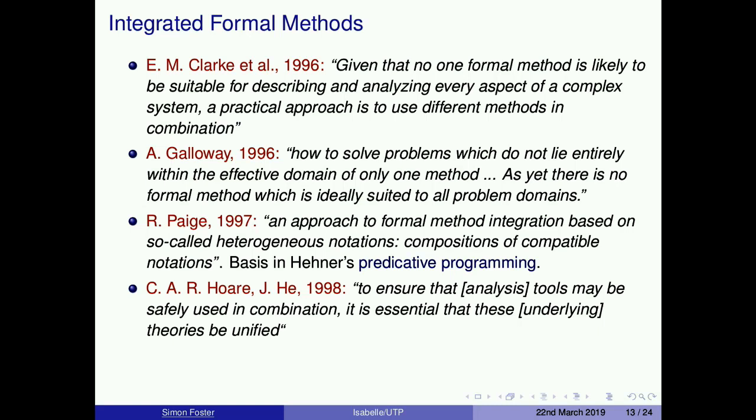Now, out of all this discussion about integrated formal methods, Tony Hoare and He Jifeng toward the end of the 1990s wrote a book called Unifying Theories of Programming. And they were looking at this question of how do we unify all these different languages and notations. They were really thinking about analysis tools, but methods as well, but mainly the different tools. And what they said is that to ensure that these different analysis tools may be safely used in combination, it's essential that their underlying theories be unified.